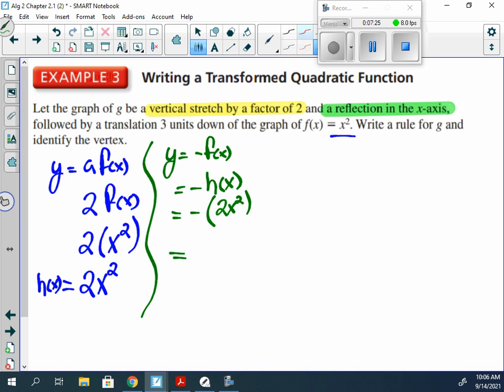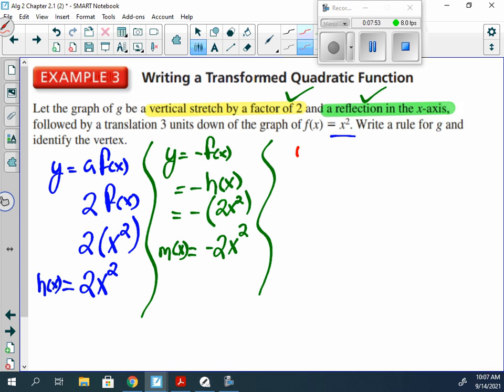Multiply these together, we just get, give this a little space, negative 2x squared, yes? So we've done the vertical stretch by a factor of 2 and a reflection across the x-axis. Reflection in the x-axis. Yep. So we can call this m of x.